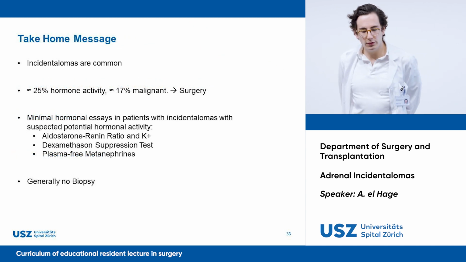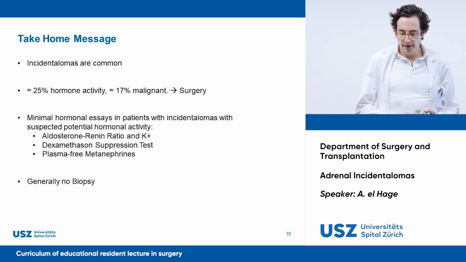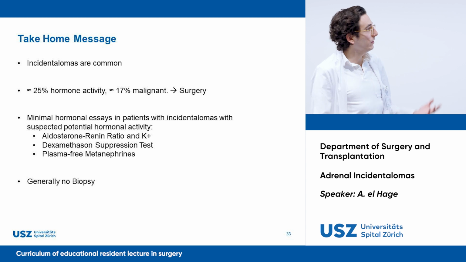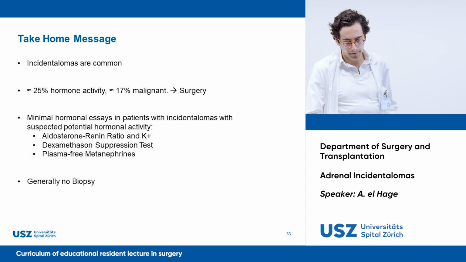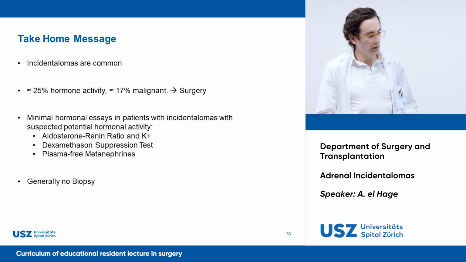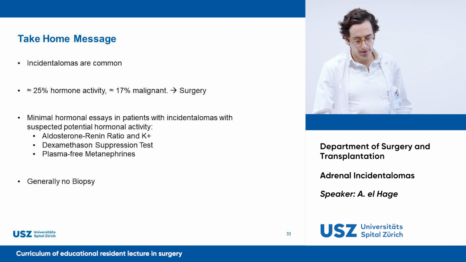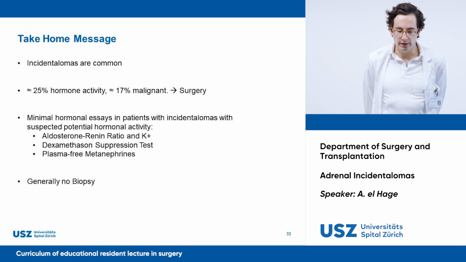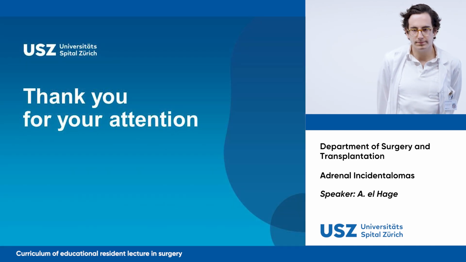This brings me to my take-home message for today. Remember, incidentalomas are common. 25% are hormonally active. 17% are malignant. And that is important because these are the indications for surgery. And if you have an adrenal incidentaloma with suspected hormonal activity, I would ask you to do an aldosterone to renin ratio, measure the potassium, perform a dexamethasone suppression test, measure the plasma-free metanephrines, and remember, generally, biopsy has no place in adrenal incidentalomas. Thank you very much.